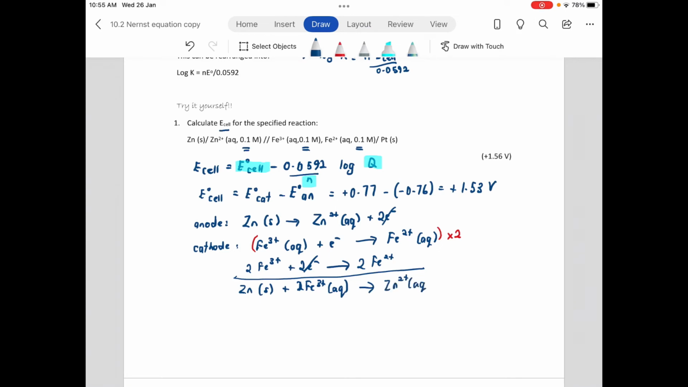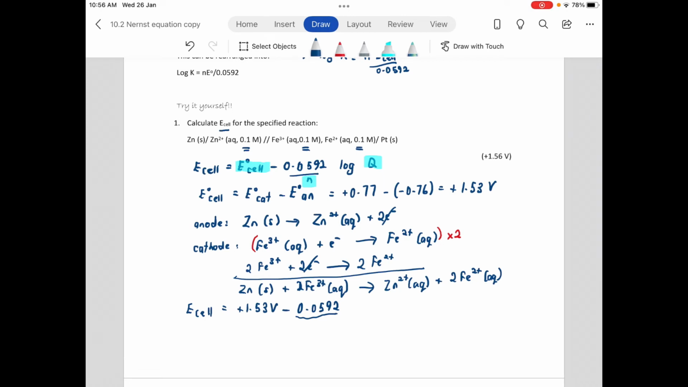Zinc. Okay. So now we can substitute inside our E cell. Okay, E naught cell tadi kita dah kira positive 1.53 volt minus 0.0592. Okay, N is number of mole of electron yang balance. Berapa banyak yang transferred, berapa banyak yang donate dan berapa banyak yang accept.